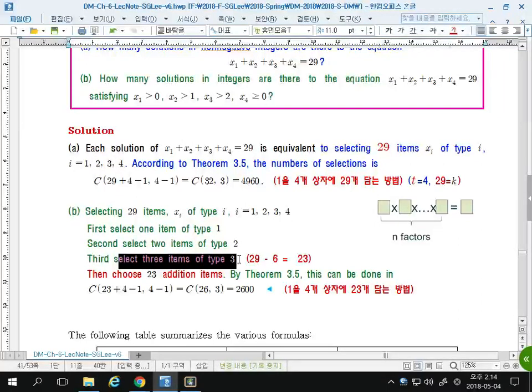So we already chose 6 items. How many items are left? We have 23 items left. Then the problem is k is equal to 23 and t is equal to 4. So we choose 26 choose 3, which is 2,600. This is the counting number. This is a way to do it.